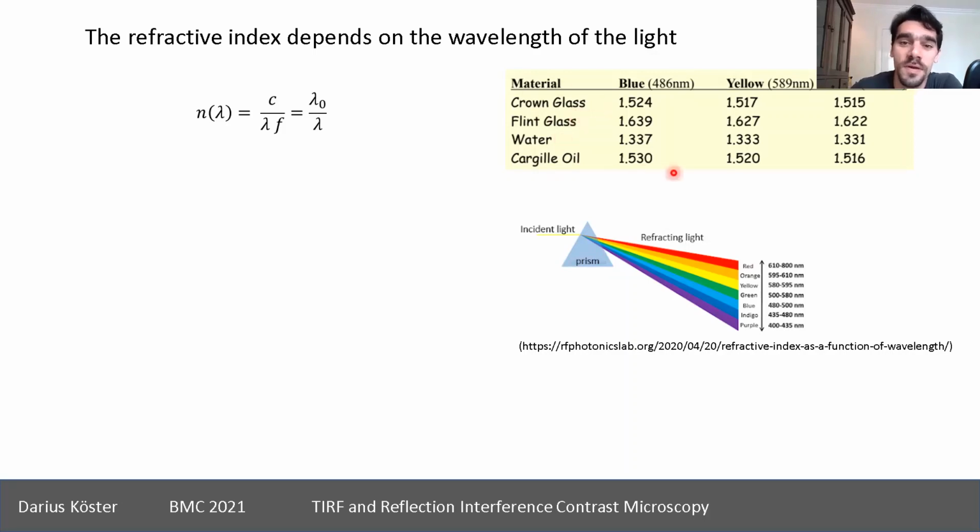And here you see a few examples of typical materials, and you see how it changes with the wavelength. This is something important to keep in mind, because if you do microscopy with different channels, with different colors, with different laser wavelengths, you have to keep in mind that the angle at which you generate TIRF will change. So you have to adjust for that. This is the formal way of writing it, so that now the critical angle is a function of the wavelength of the light.